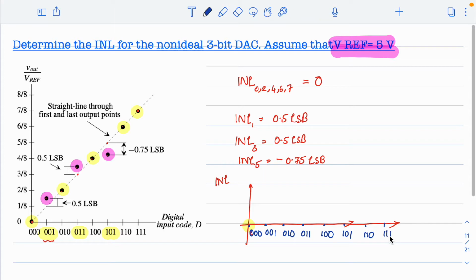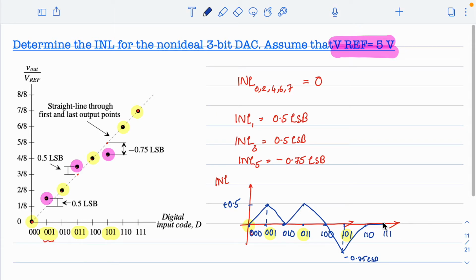All right, so for these we know that for INL there is a deviation for code 1, then 3, and then 5. Right. So what is the deviation? For the rest, everything is 0. For 1 it is 0.5 LSB. For 2 it is 0. For 3 also it is 0.5 LSB. For 4 it is again 0. For 5 it is minus 0.5 LSB, so it will come down here, marked as minus 0.5 LSB, and then the rest everything is 0.